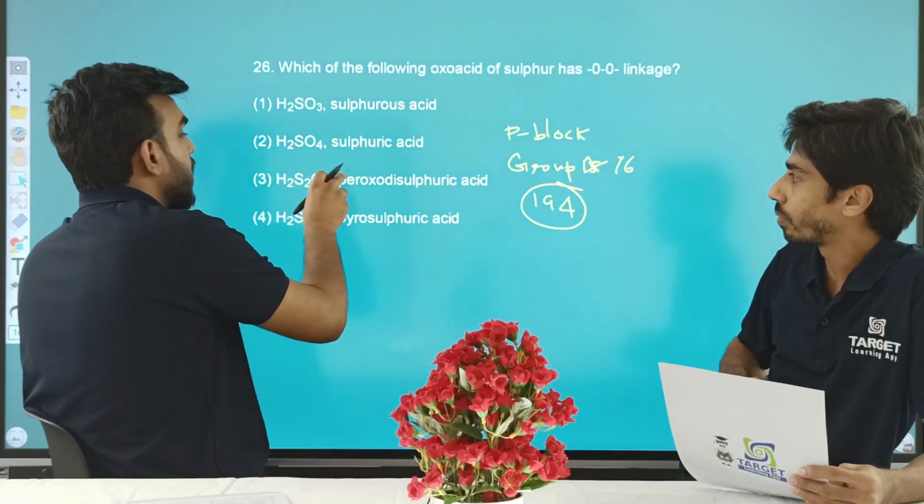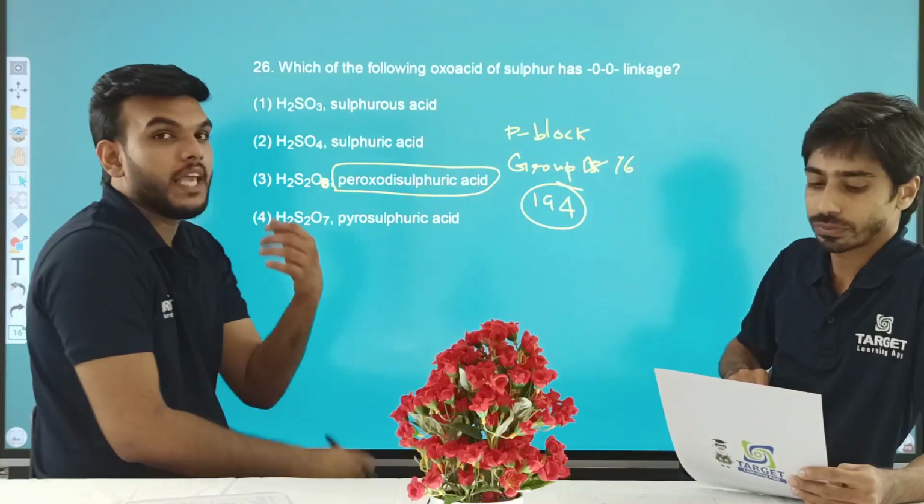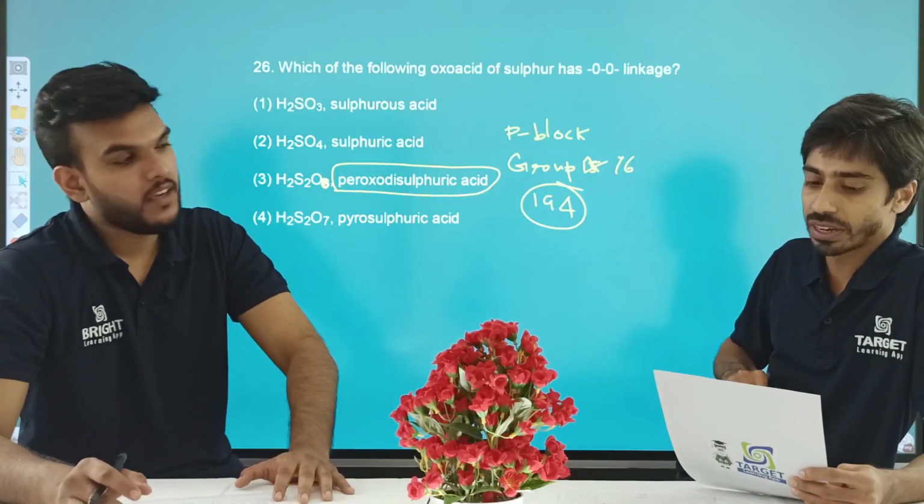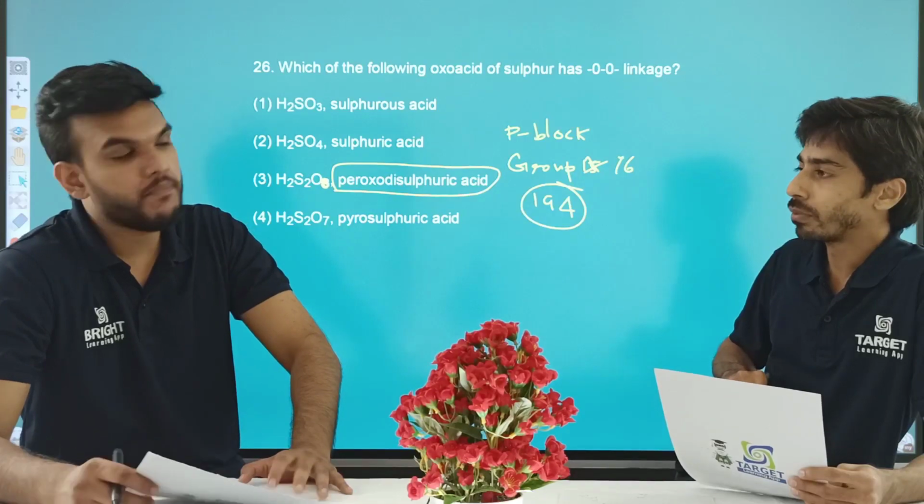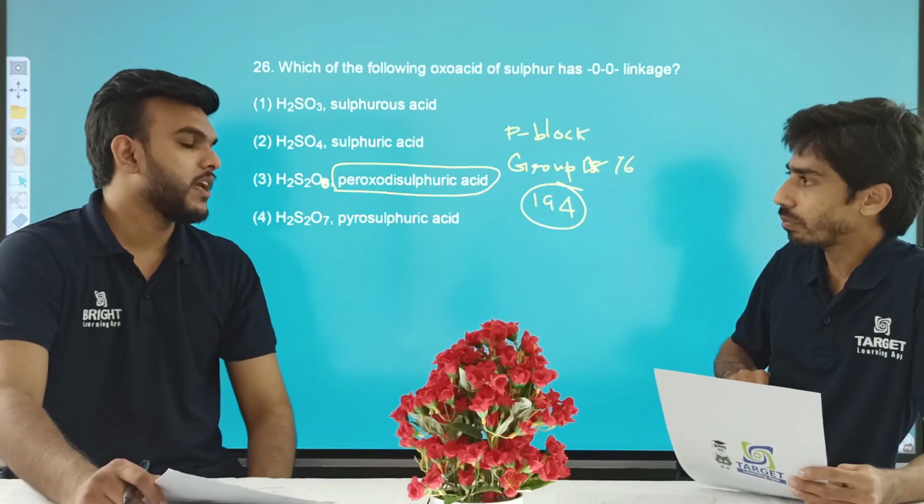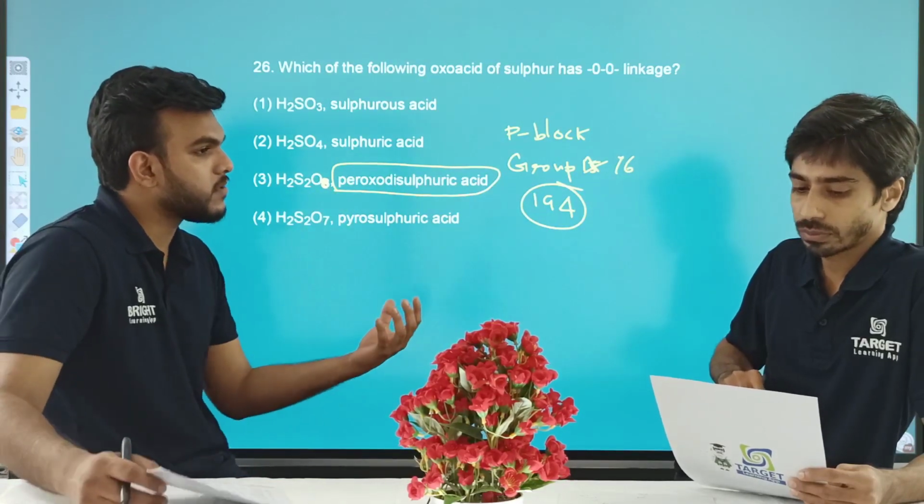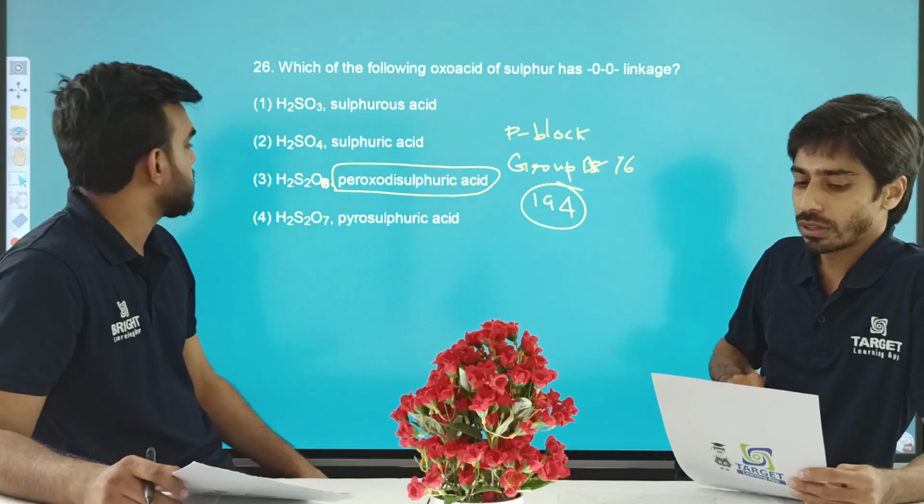So here there is H2S2O8, that is known as peroxydisulfuric acid. It has an oxygen-oxygen linkage, a peroxide linkage, and that's a simple concept, I think. Normally we study oxo acids, and if they know the oxo acids very clearly, they can find this answer, H2S2O8.